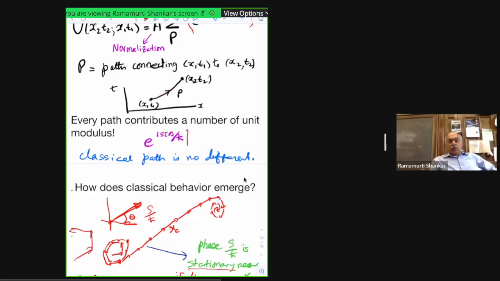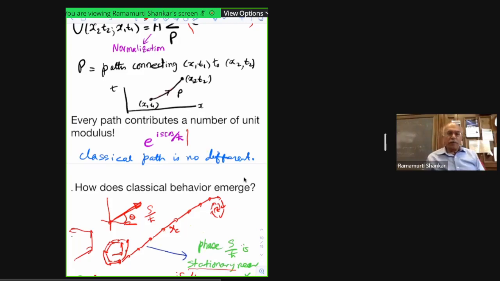You might think somehow it will get a much bigger share. No, it doesn't. It gets the same unimodular contribution. You can ask, how does classical mechanics emerge when H bar goes to 0? This theory seems to give every path equal weight. And the answer is also contained in this formulation.